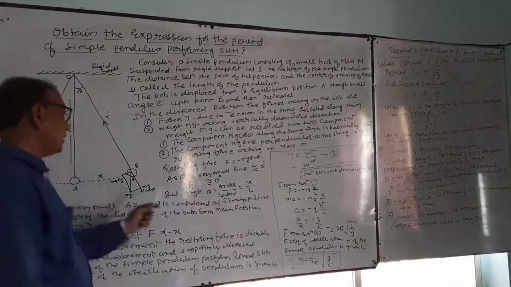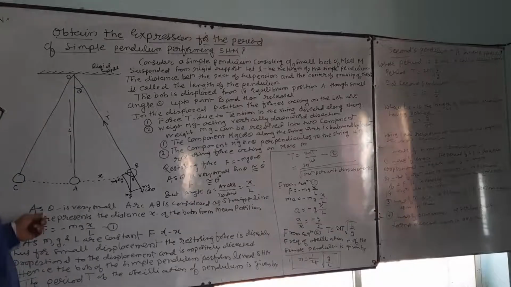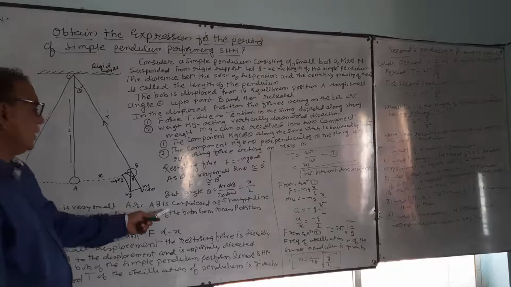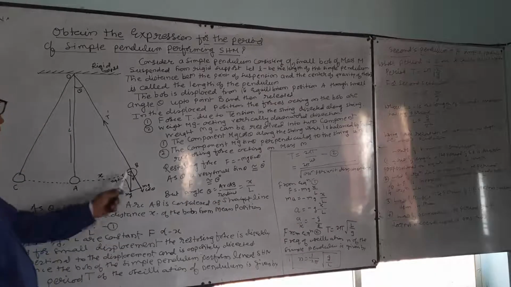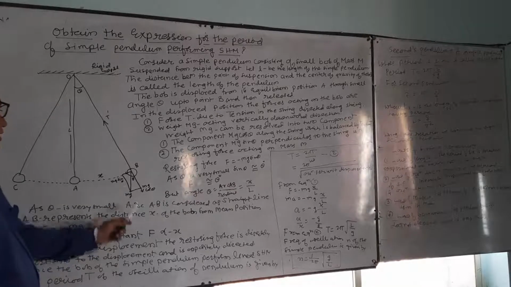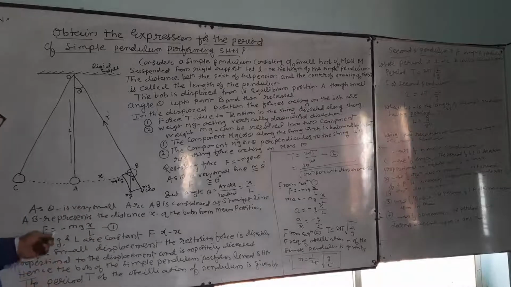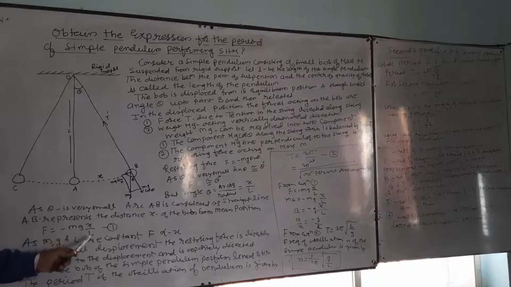Arc AB is x and radius is L, so theta is x by L. As theta is very small, arc AB is considered as a straight line. Therefore AB represents the distance x of the bob from the mean position. Therefore F is equal to minus mg into x upon L.